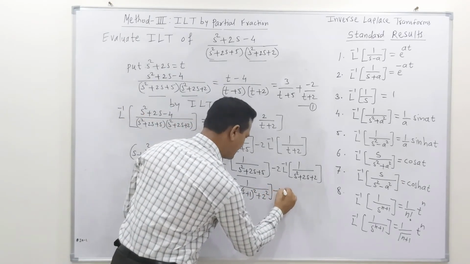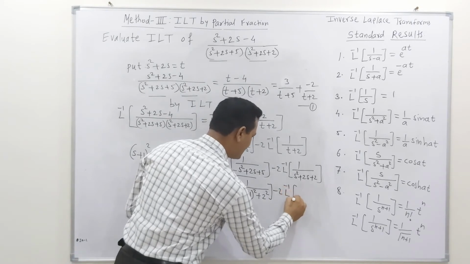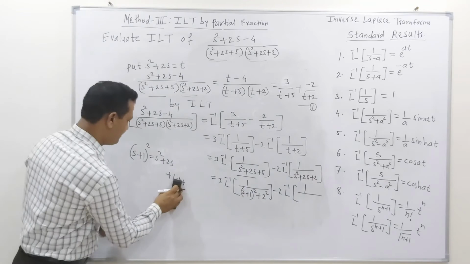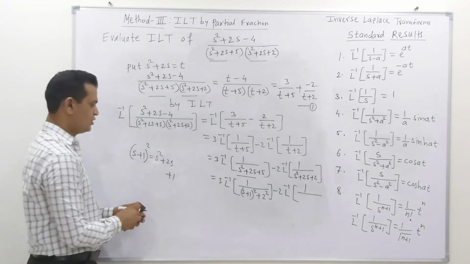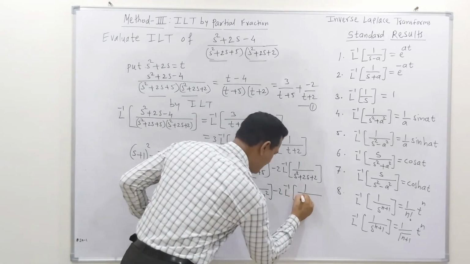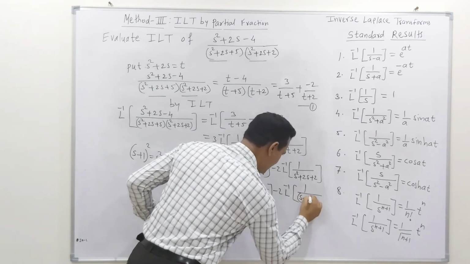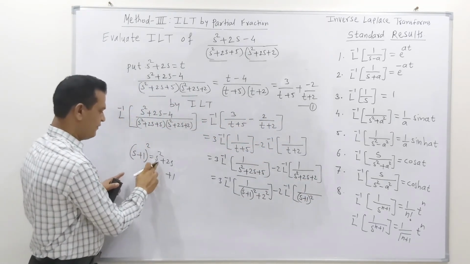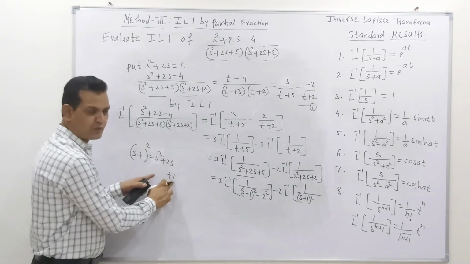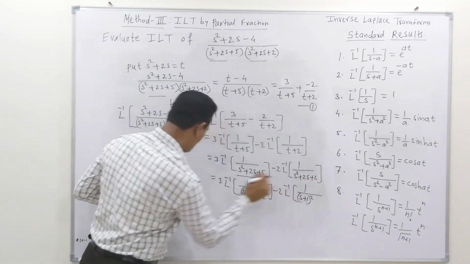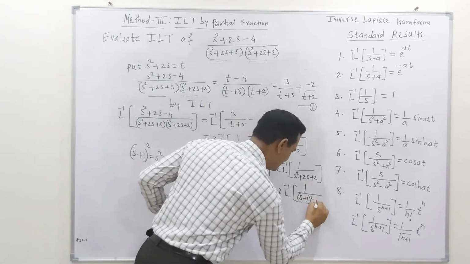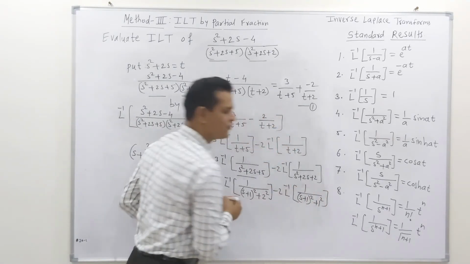Now we can write this as 2 into inverse Laplace transformation of 1 upon. For the second term, the same concept applies. We can write this as s plus 1 squared. After simplifying, we get s square plus 2s plus 1, but here we require this as 2, so we can write plus 1, and we can get this as 1 square.